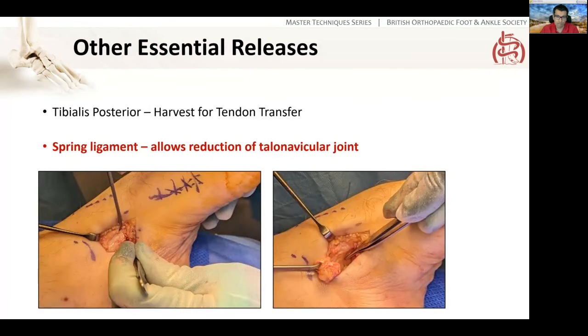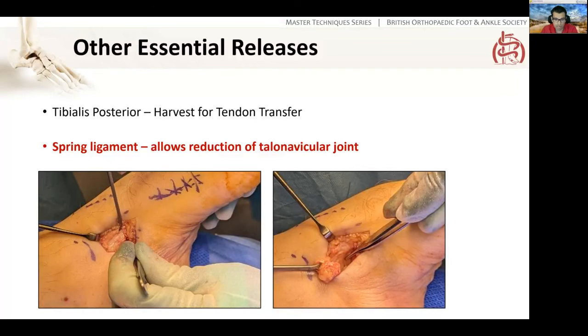Other essential releases, I mean, sometimes you need to do a posterior capsule release, but I think the tibialis posterior and the spring ligament are key parts of my releases. The tib post I'm going to harvest anyway. Nowadays, I tend to do it through a small incision, and you can see the tibialis posterior on the left, and I've resected it. And then you can see right under the tib post is the spring ligament, which you can see my forceps pointing to. The spring ligament in Cavovarus foot is your enemy. I always cut it. If they've got severe Cavovarus, I take a wedge out of it.